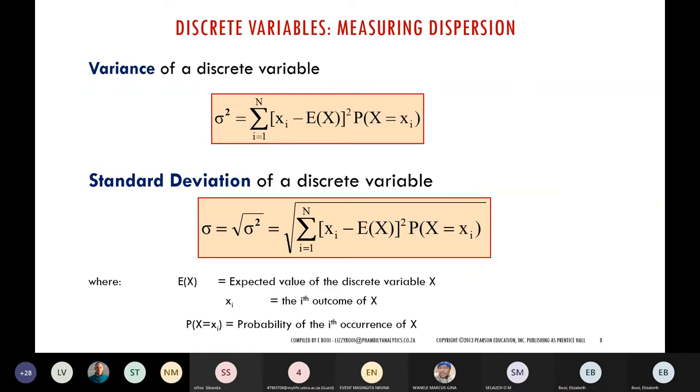Okay, so now let's calculate the variance or the standard deviation. So the variance of a discrete variable, using the population parameter sigma squared, is given by your outcome minus your expected value, which we calculated. We know how to calculate it. So you minus your expected value squared times the corresponding probability of the outcome. So it's the sum of your outcome minus the expected value squared multiplied by the corresponding probability.